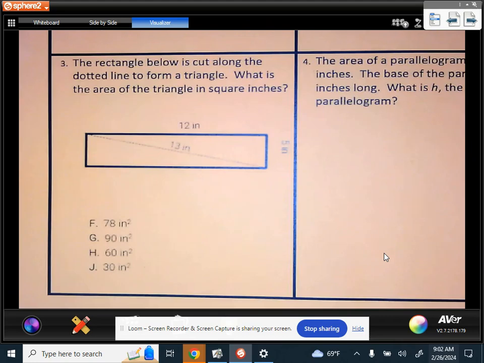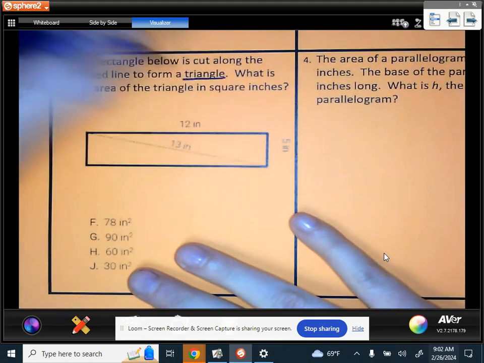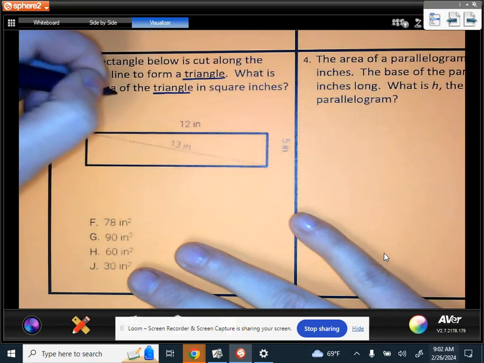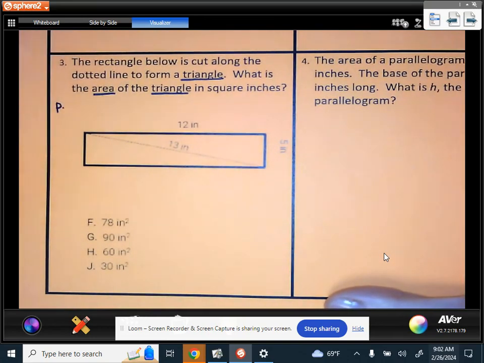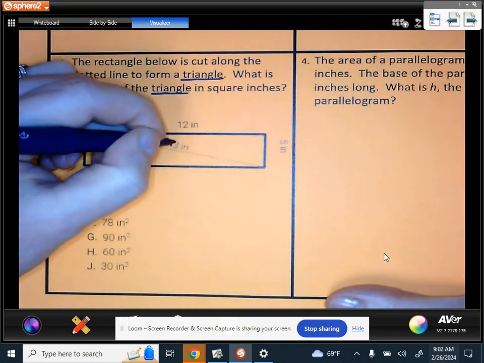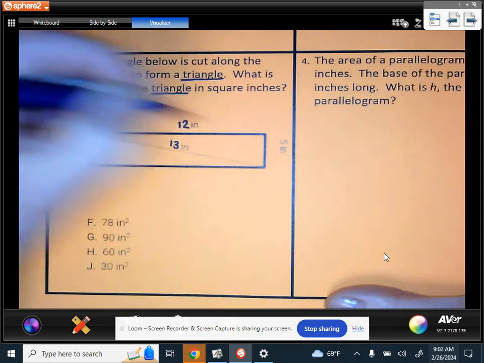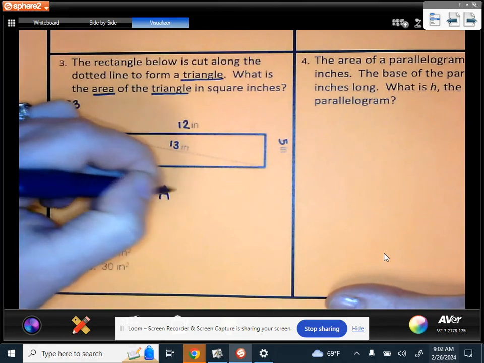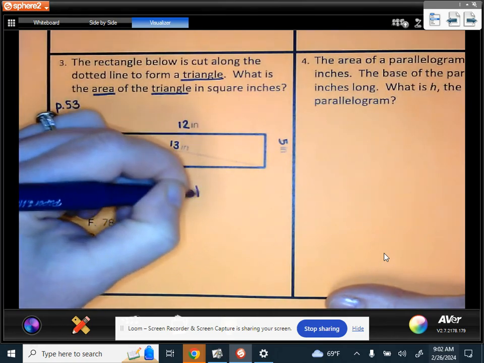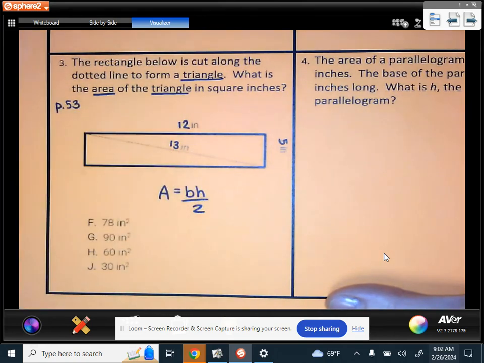It's a picture of a rectangle, and it starts out by saying rectangle, but make sure you're reading the problem carefully because it says that it's cut to form a triangle, and we want to know the area of the triangle. So again, we have a triangle problem, but because this time it's talking about area, you're going to find that on page 53 in your notebook. It's a little hard to see these numbers, but we've got a 12, a 13, and a 5. So we need to be using the area formula. Area equals base times height divided by 2.